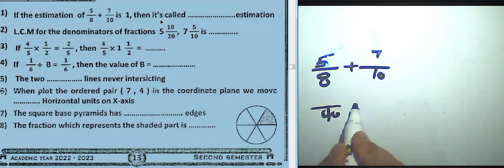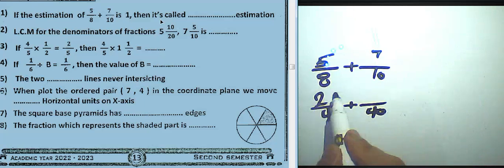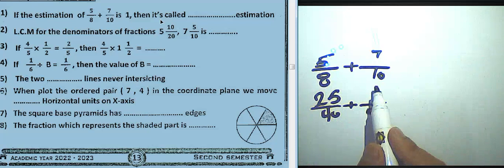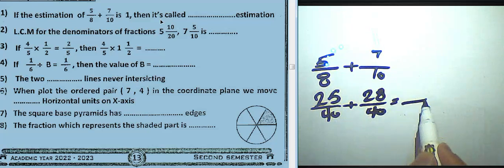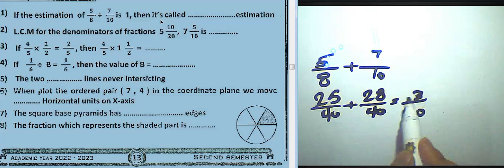Then we can write 40 in the denominator. 8 times 5 equals 40, 5 times 5 equals 25. 4 times 10 is 40, 4 times 7 equals 28. The denominator will be 40. 25 plus 28: 5 plus 8 equals 13, write 3 and carry 1. 3 plus 2 equals 5.